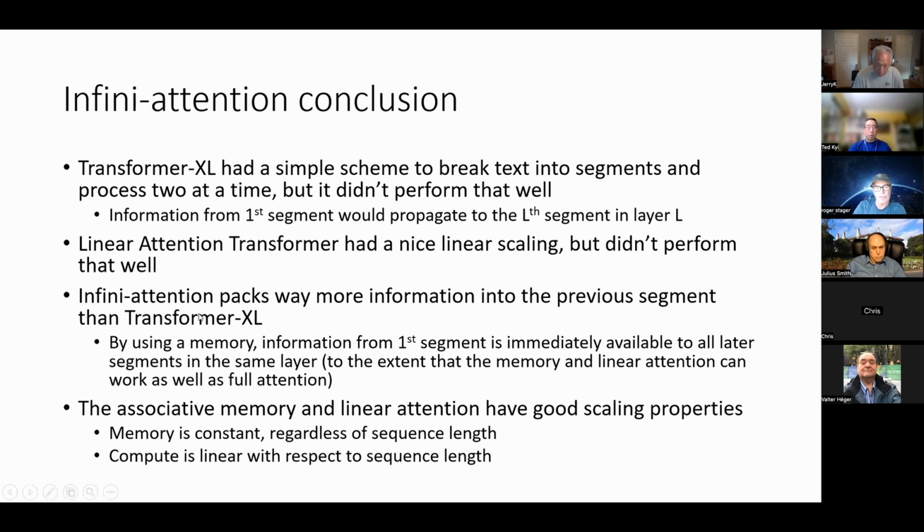And so once again, the Infini-attention is going to pack much more information into what was the previous segment for Transformer XL, because the previous segment of Transformer XL is literally this previous segment and this idea of an RNN passing stuff up through the layers. Now you've just got a memory unit. So nobody's saying this memory unit is perfect, but you can imagine it's just a lot more straightforward for the memory unit to do recall.